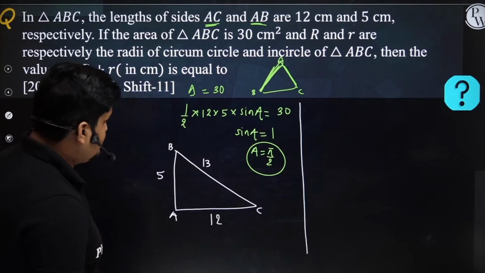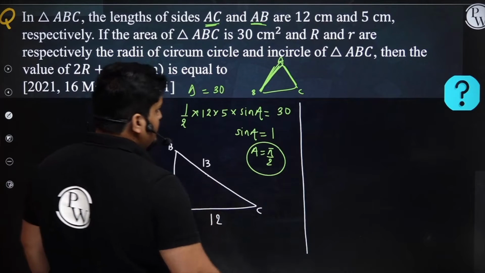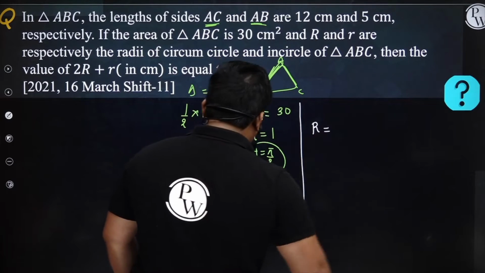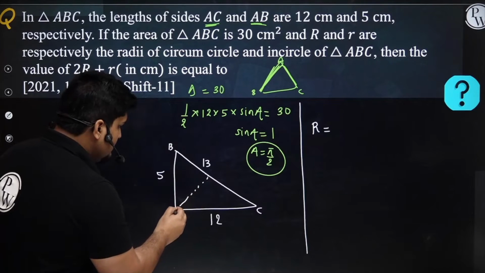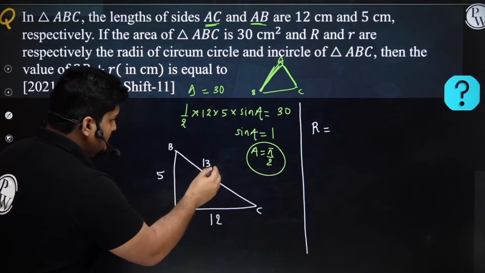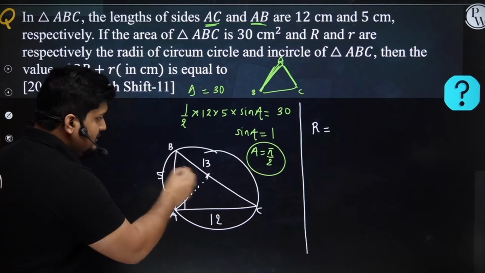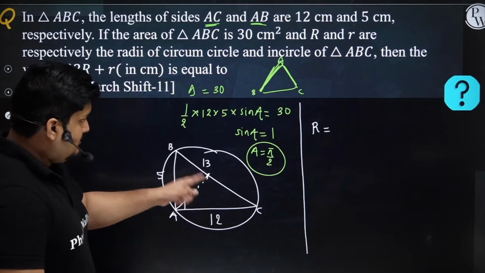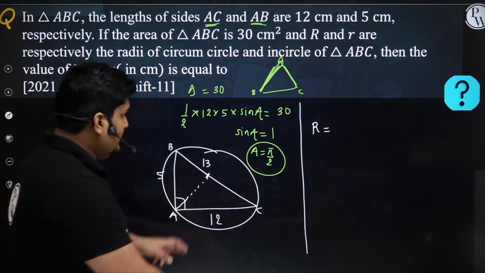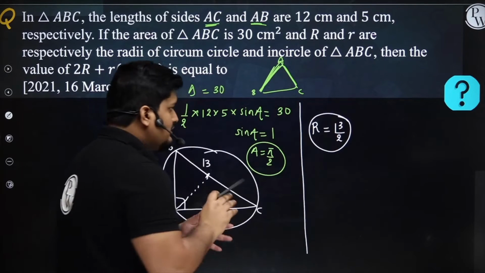What is the circumradius? The circumradius R will be half of the hypotenuse, right? Half of the hypotenuse is the circumradius, guys. If you draw a circumcircle and this is 90 degrees, then BC will be the diameter. So the circumradius will be equal to 13 by 2. We got the circumradius value.